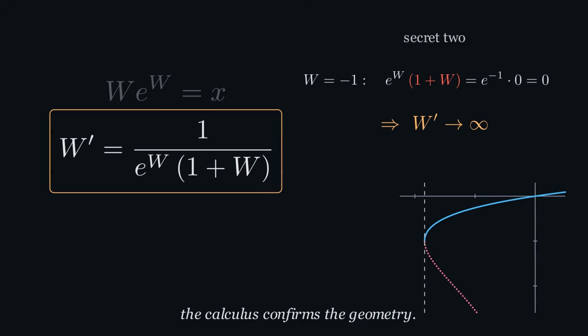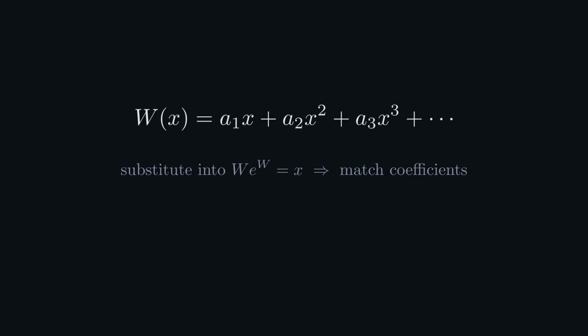Let's guess that w is a power series. W equals a1 x plus a2 x squared plus a3 x cubed, and so on. Substitute that back into the defining equation and match the coefficients term by term. Grind it out, and a stunning pattern appears.